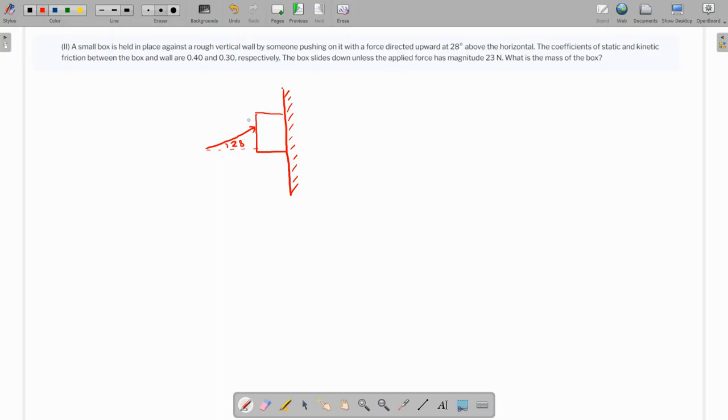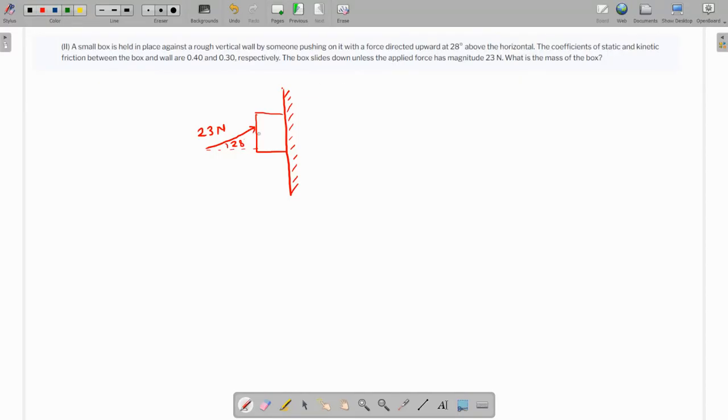The coefficients of kinetic and static friction between the box and the wall are 0.4 and 0.3. The box slides down unless the applied force has a magnitude of 23 newtons. So if this is 23 newtons, the box doesn't slide down. What is the mass of the box?